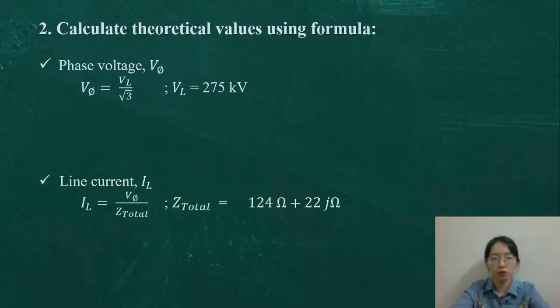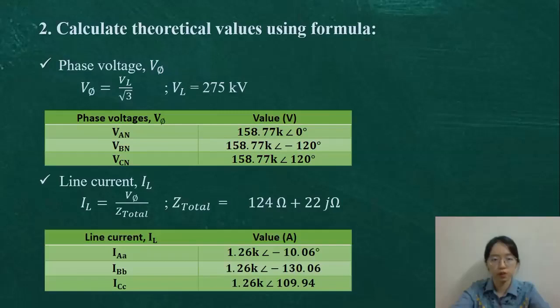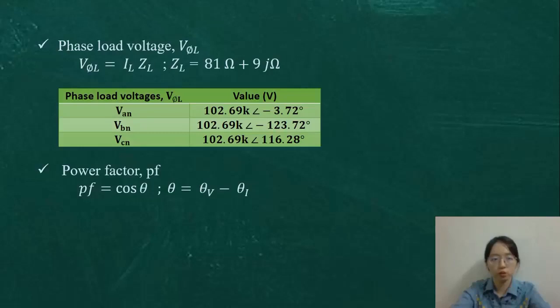For the first one, phase voltage is equal to line voltage over square root 3, and we obtain the phase voltage with different phase angles. The next one is the line current. We use simple Ohm's law, which is V over Z, where Z involves the transmission loss, and we obtain the line current. Same with the phase load voltage, since E is the load voltage, Z just involves the load, and we get the phase load voltage.